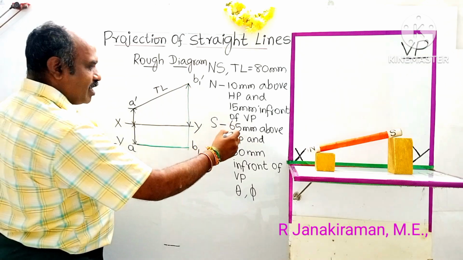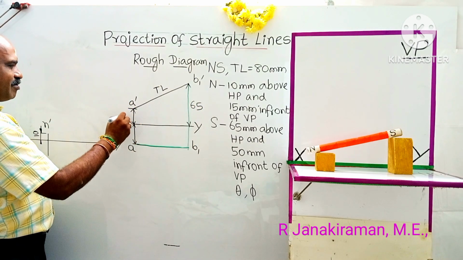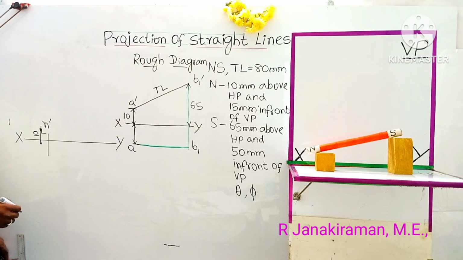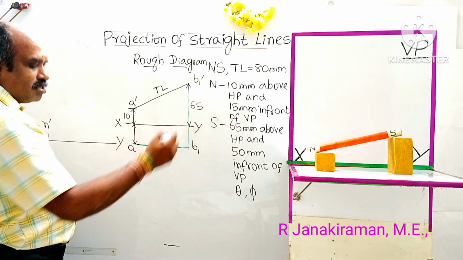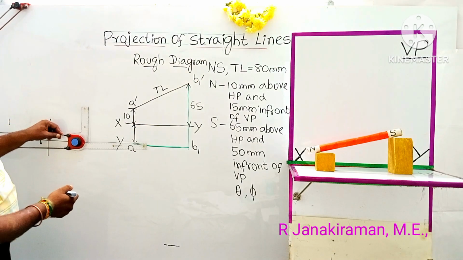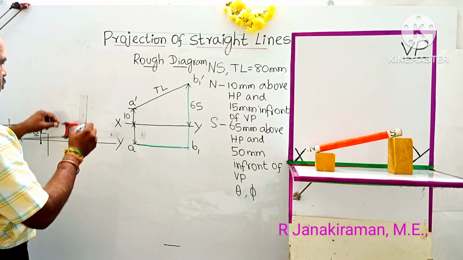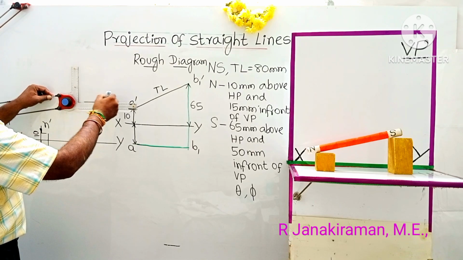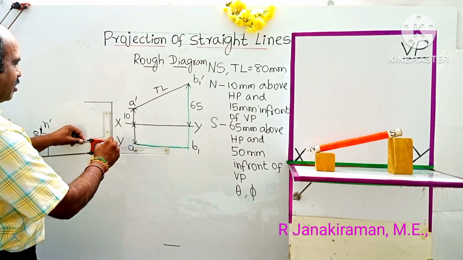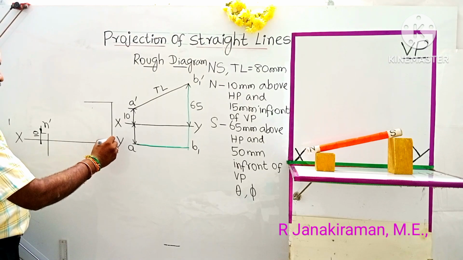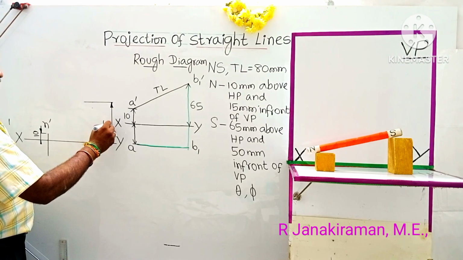Another end of the line S is located 65 mm above HP. So this we consider as 65 mm. We have already drawn the 10 mm, so we don't know where it will come. So roughly you mark 65 mm above HP. Another end point, this is to be S. So here you draw one line. This height, you dimension by a dimension line, put two narrow arrowheads, shade the arrowheads, and you can write the location of the other end as 65 mm. 65 shall be written like this.